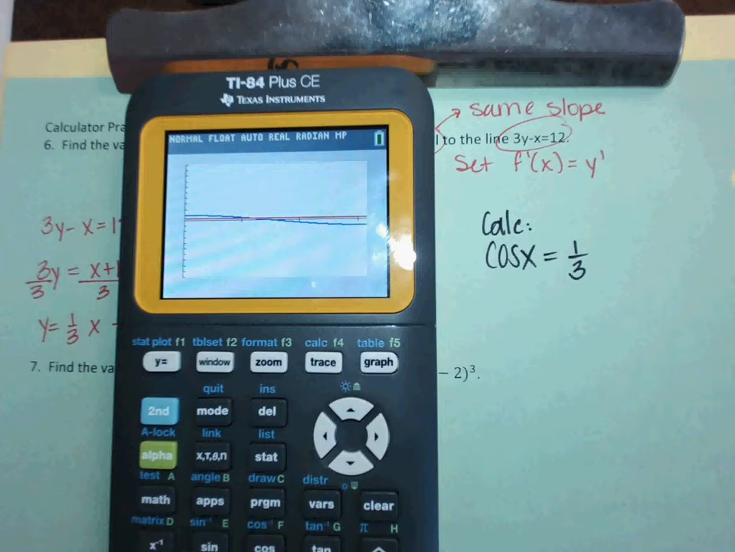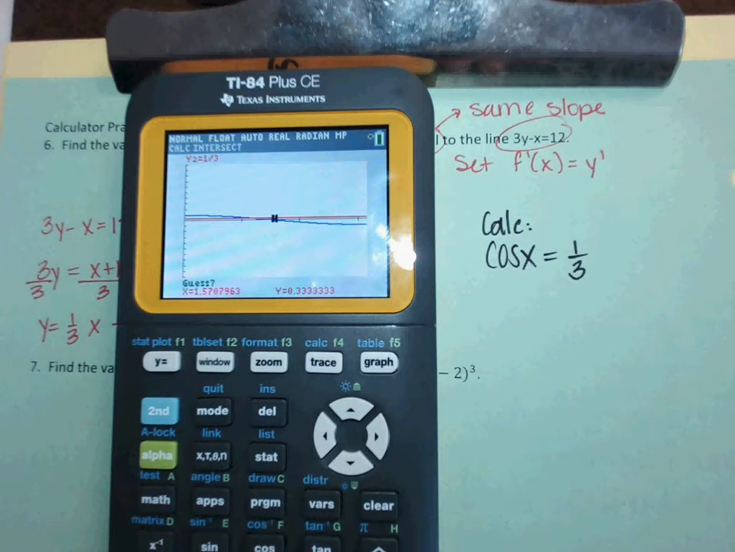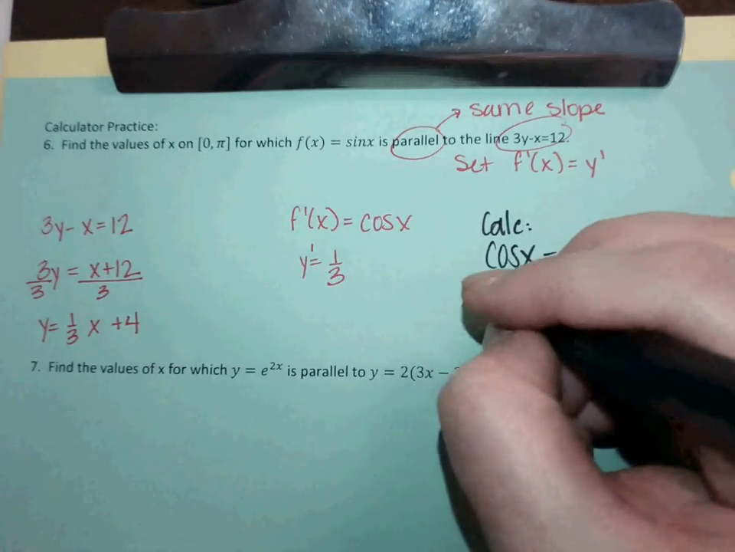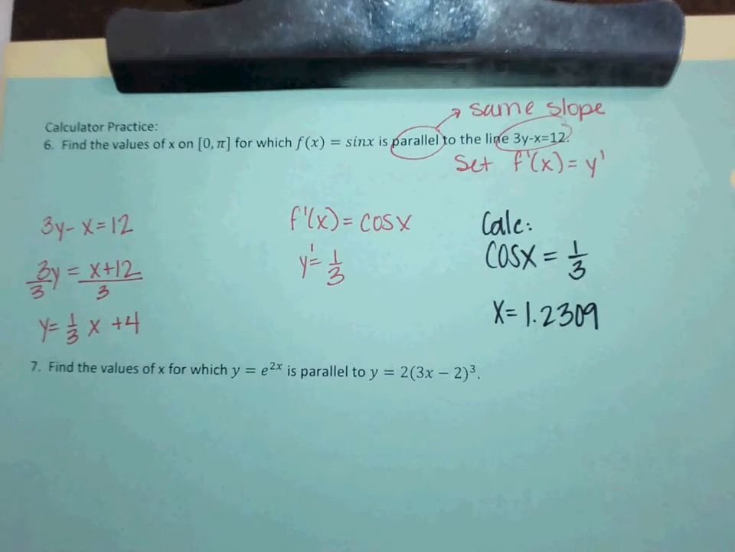You remember how to find where they cross? Intersect. Yup, second trace, intersect, and then enter, enter, enter. So they crossed at 1.2309. Remember, AP test, you're going to 4 decimals. 1.2309. Good? Easy?